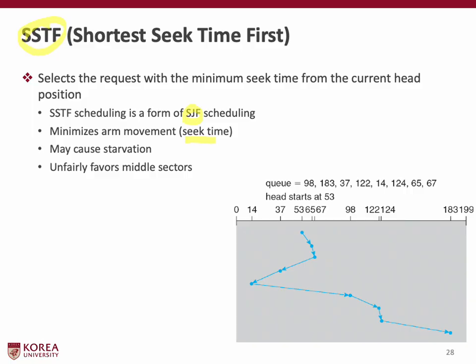That is, it may cause starvation. I mean, some requests, especially those far away, might be delayed for a long time. And this algorithm tends to unfairly prefer middle sectors. So when applying SSTF to the previous example, like this figure, it can reduce the seek distance effectively compared to the first come first serve algorithm.